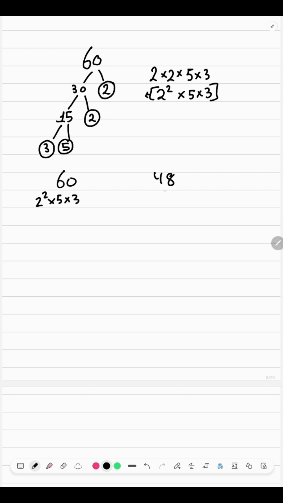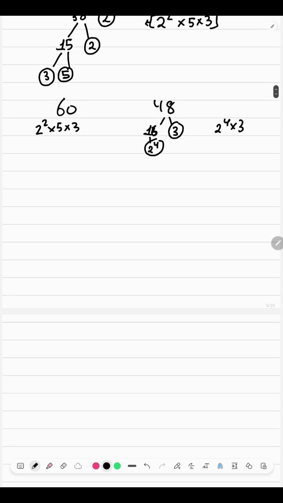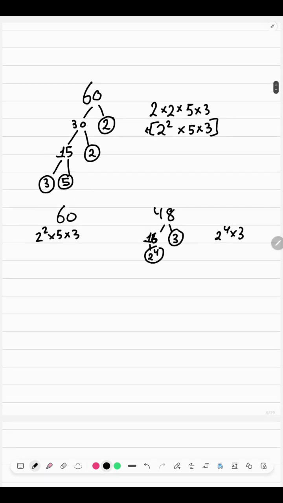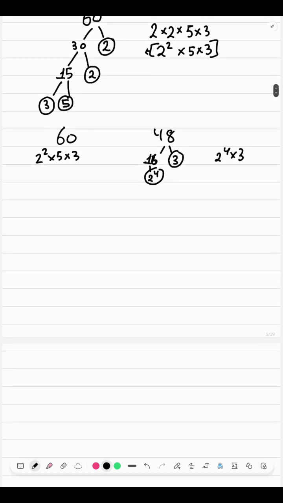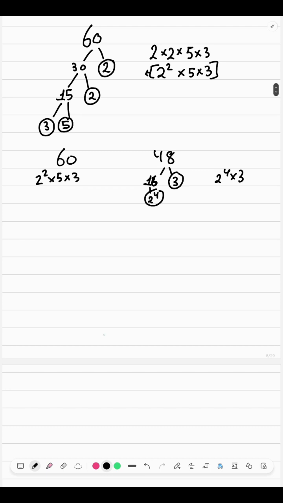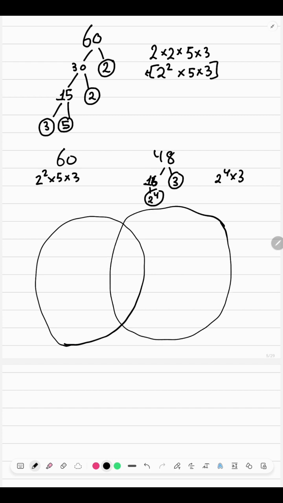And 48 is 16 and 3, we'll circle 3, and 16 I'll just say is 2 to the 4 because we know 16 is 2 to the 4. So therefore 48 can be written as 2 to the 4 times 3. Now the neat thing here is when you try to find the highest common factor or the lowest common multiple, you can draw out a Venn diagram like this. Not the best looking Venn diagram in the world, but it works.